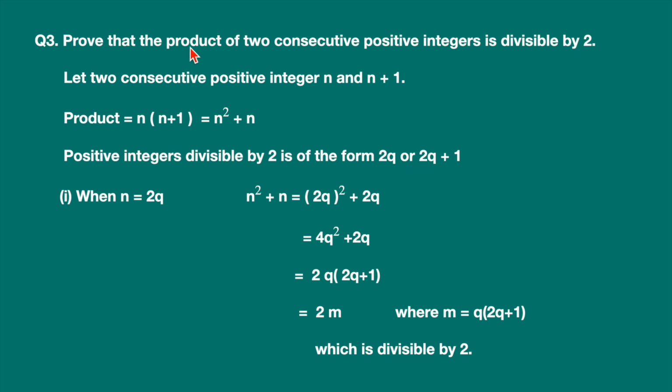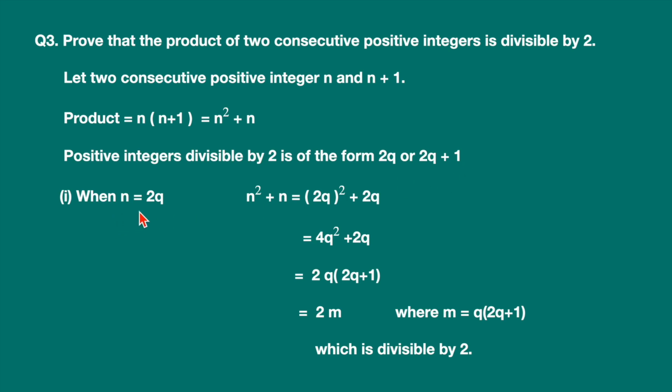Okay. So we have to do the product of two consecutive positive integers. So let us multiply them. You get n square plus n. Okay. Now we have to prove that it is divisible by 2. Okay. So the positive integers are of the form 2q or 2q plus 1. This is the general form for the integer.